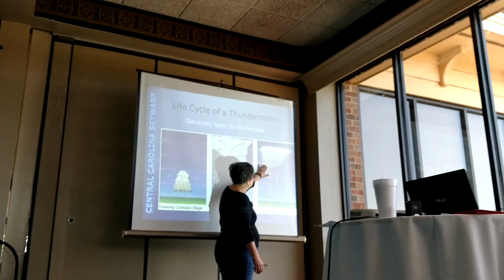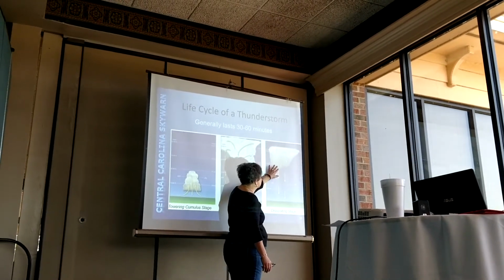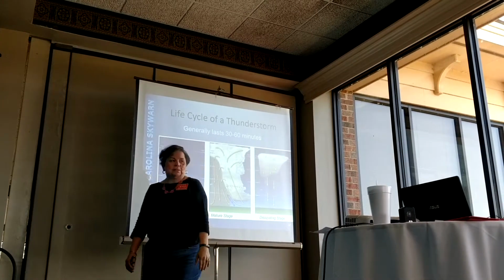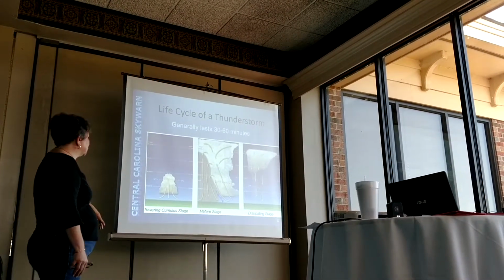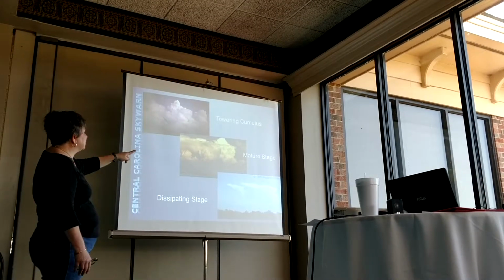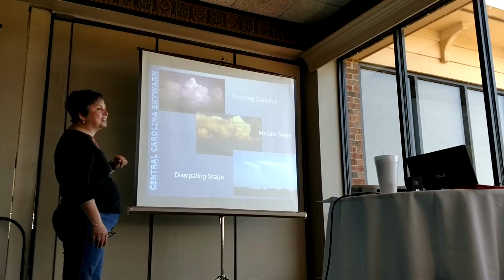overtakes the downdraft, and the storm power disappears, and you've got an orphaned anvil. Usually it's only 30 to 60 minutes for an average thunderstorm. Okay, if you were looking in real life, this is what those 3 stages might look like.